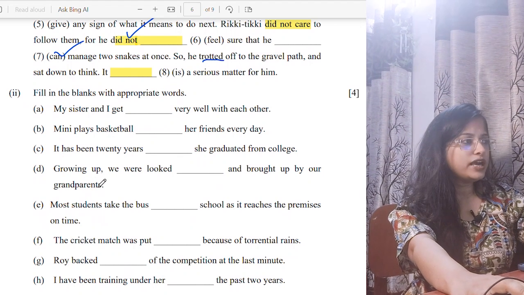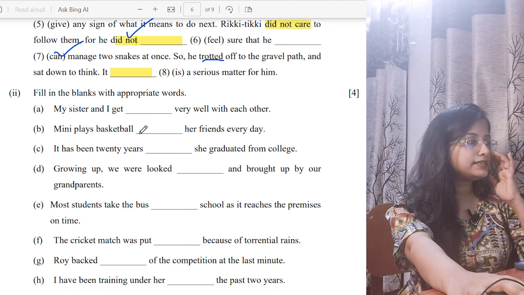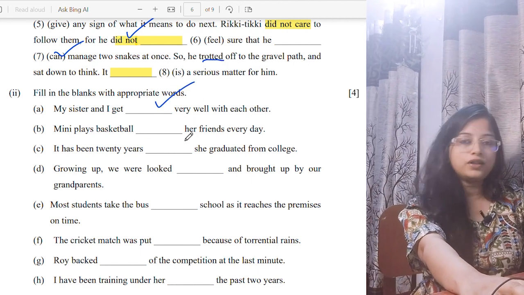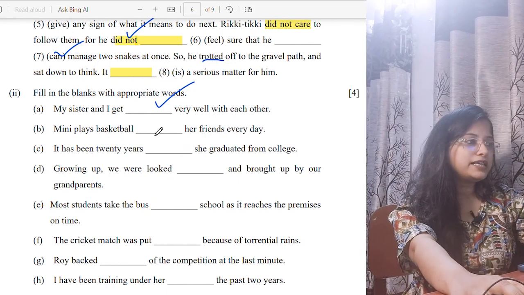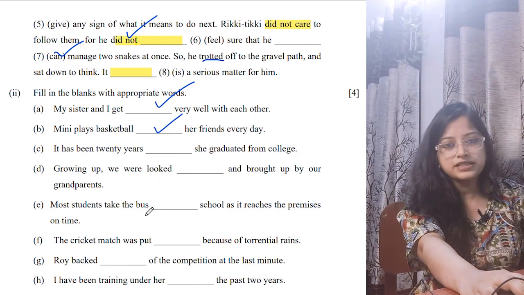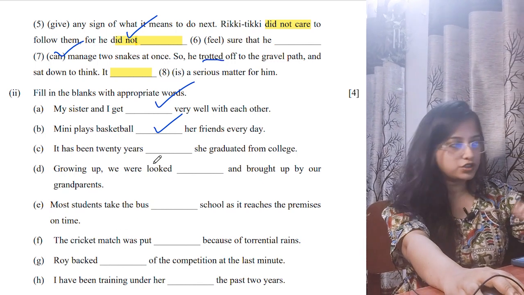Next, we have fill in the blanks with appropriate words. This is preposition. So my sister and I get dash well with each other. As simple as that, get along. That means we are very friendly with one another. Minnie plays basketball, as simple as that, with her friends. Okay, some simple sentences you will get. Don't worry about that. Some simple, some difficult, some average.